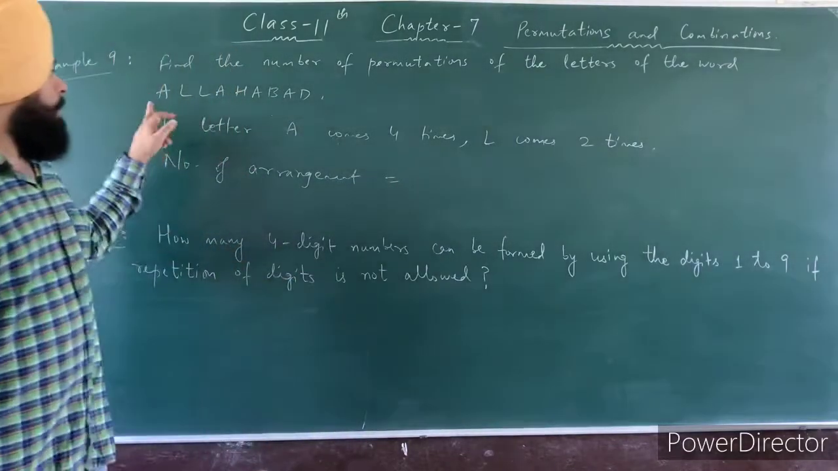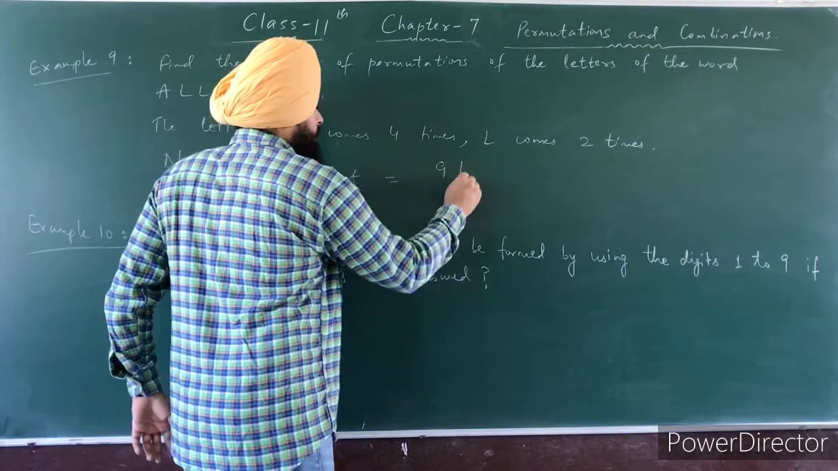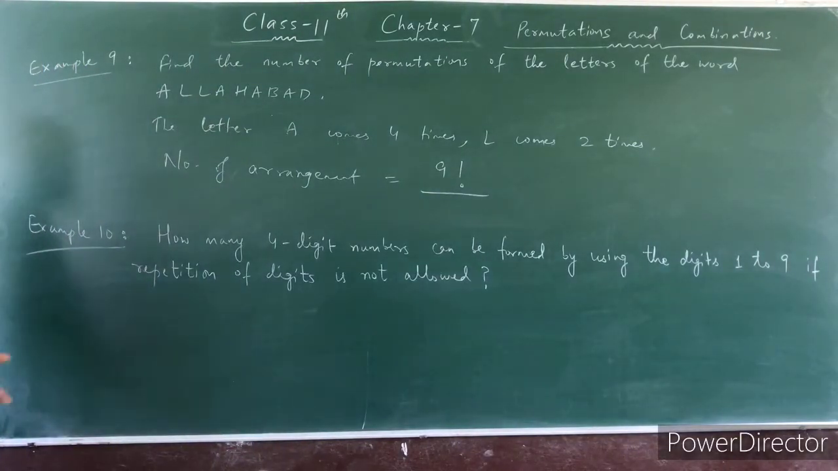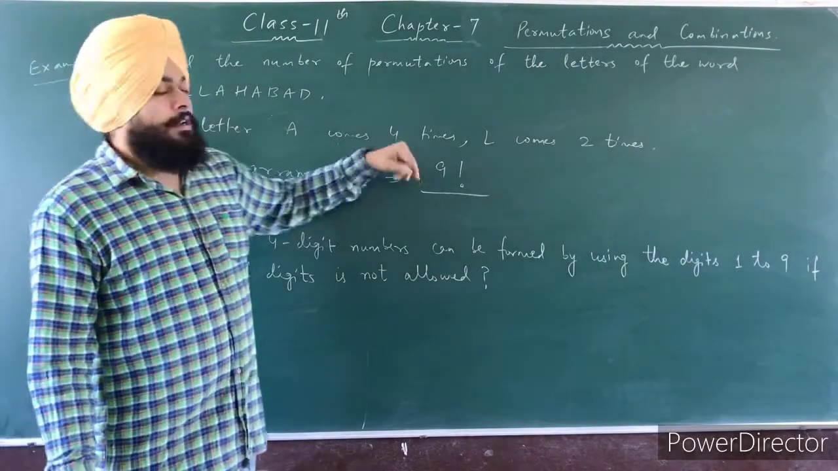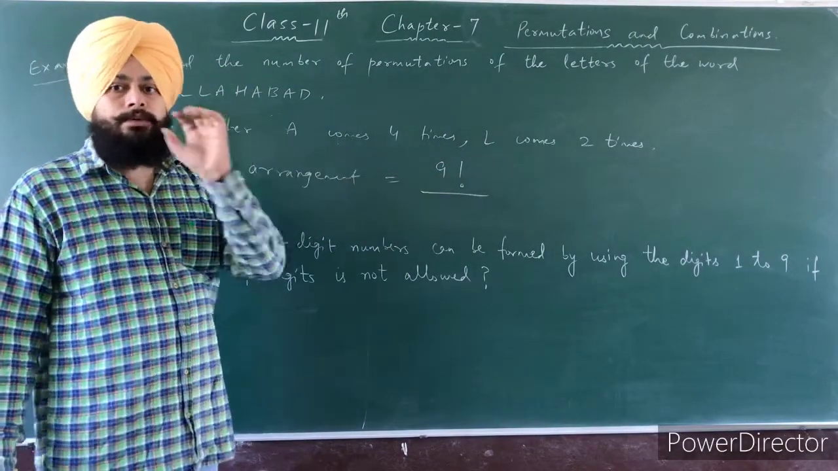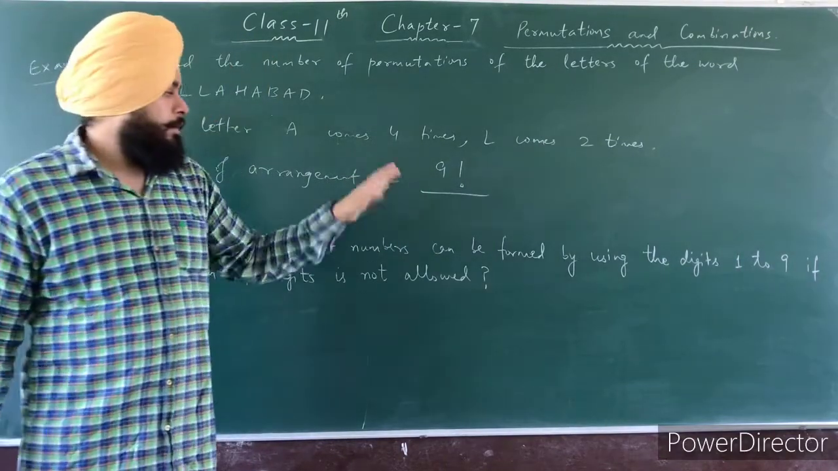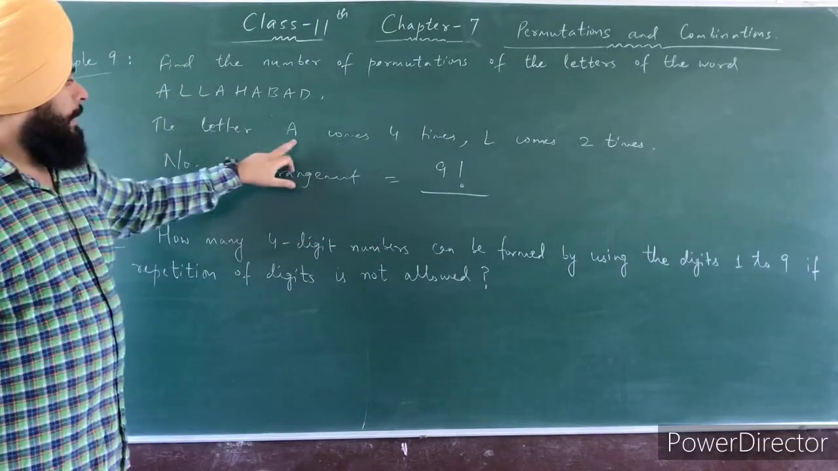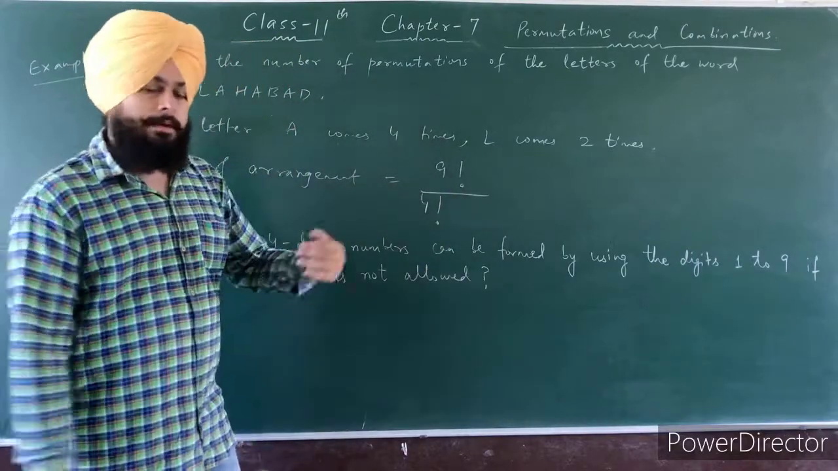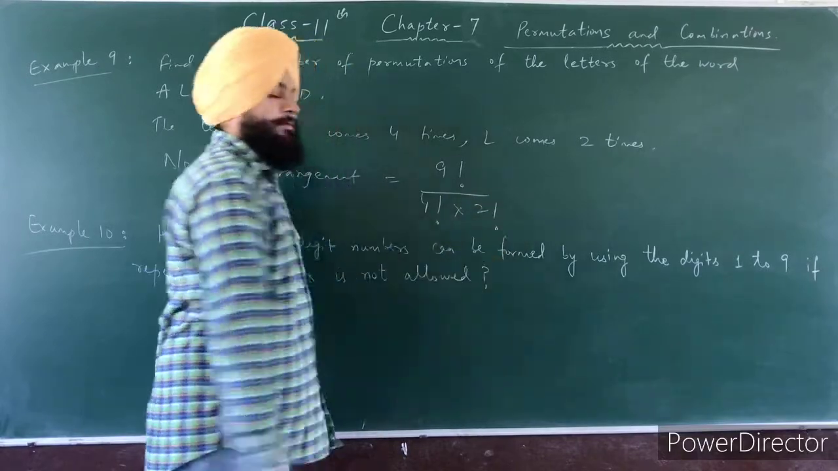First, there are total how many letters? 9 letters, so you can say objects. So first you write 9 factorial. And the next step is which letters are repeated. You have to divide this 9 factorial by the factorial of the number of repetitions, okay? So A comes 4 times, so divide by 4 factorial. Multiply. L comes 2 times, divided by 2 factorial.